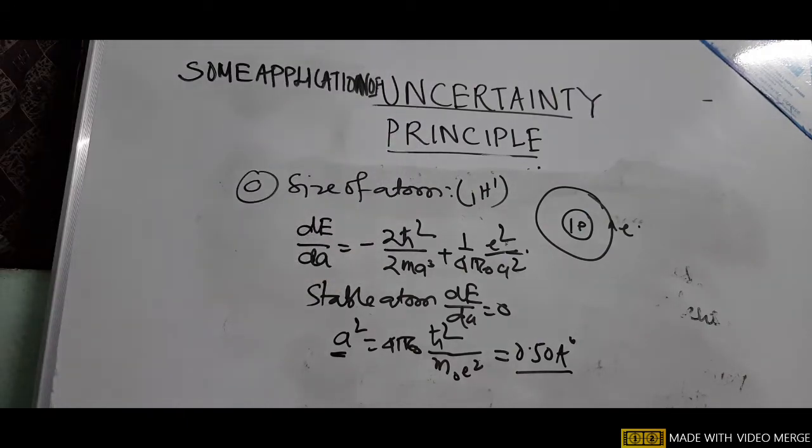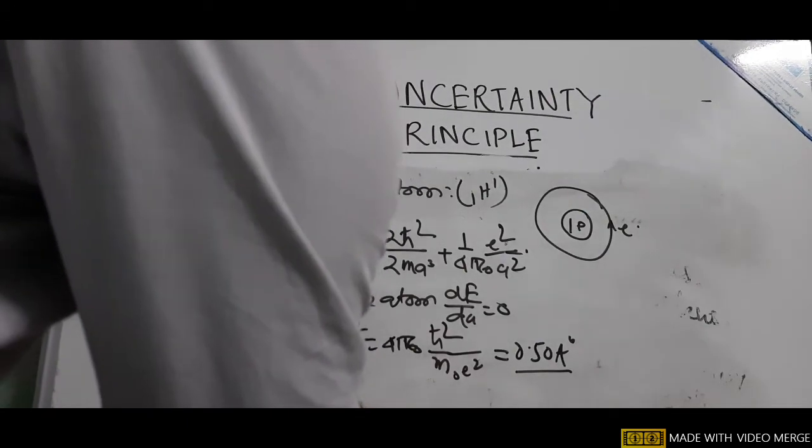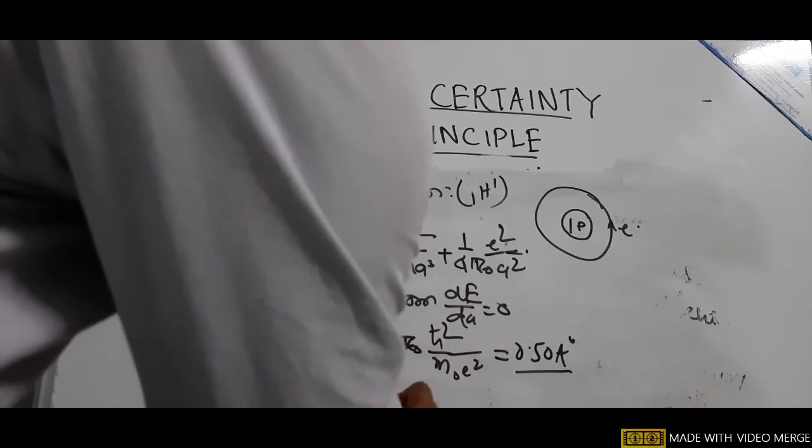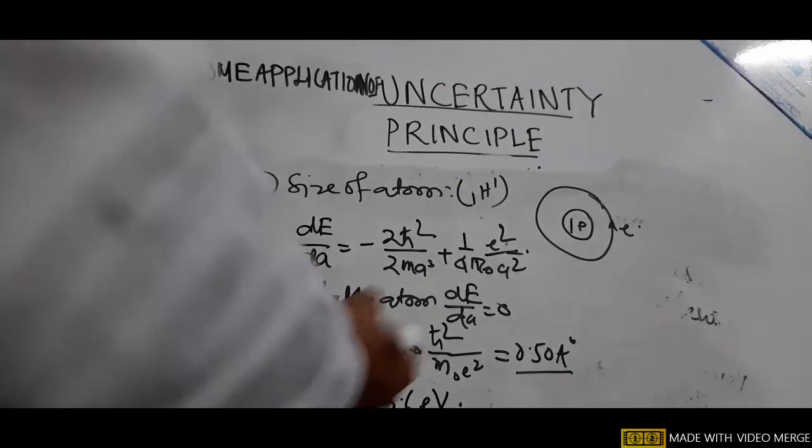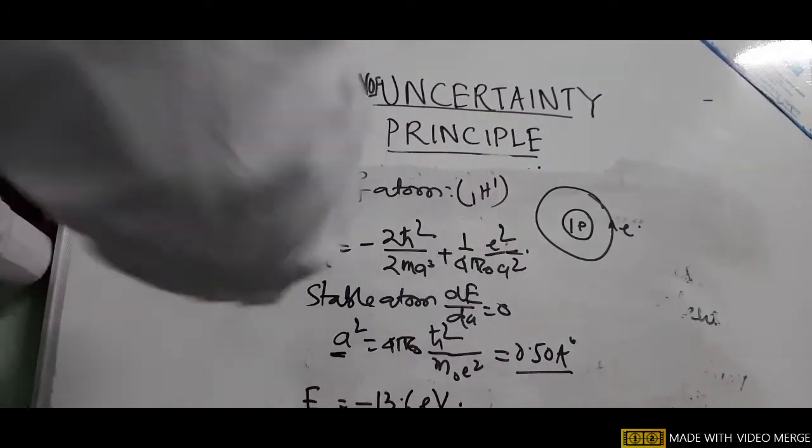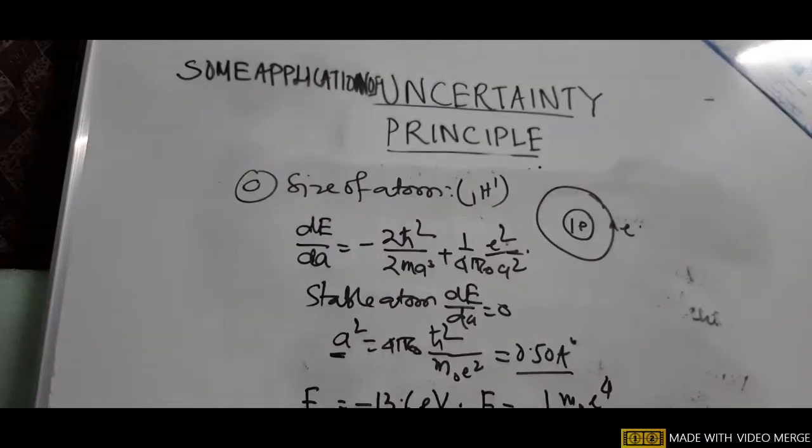Similarly, if we find its energy, it will be minus 13.6 electron volt. If you solve this, the expression of the energy E will be minus half m0 e to the power 4 divided by 4 pi epsilon square into h square. If you put in the values, it will be minus 13.6 electron volt.